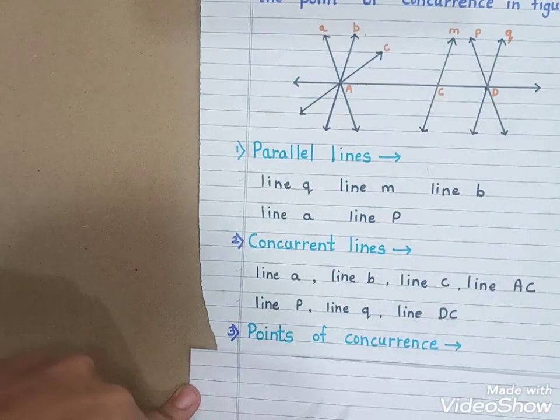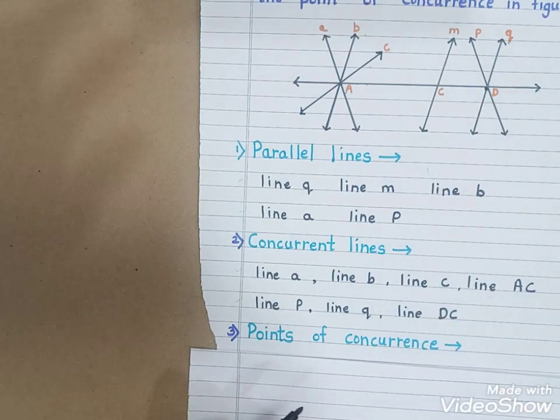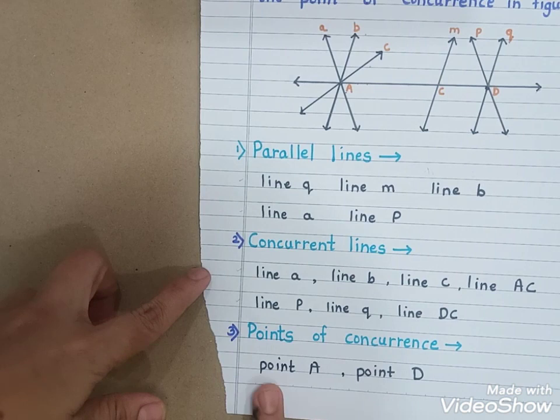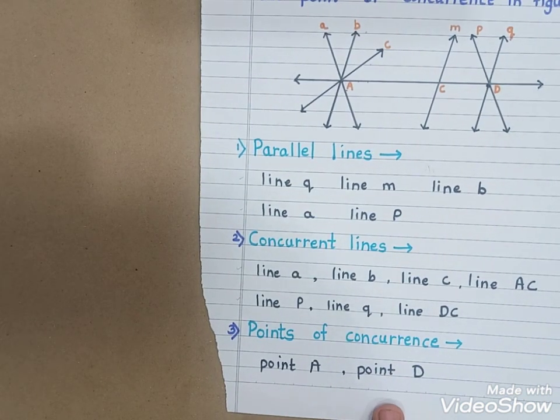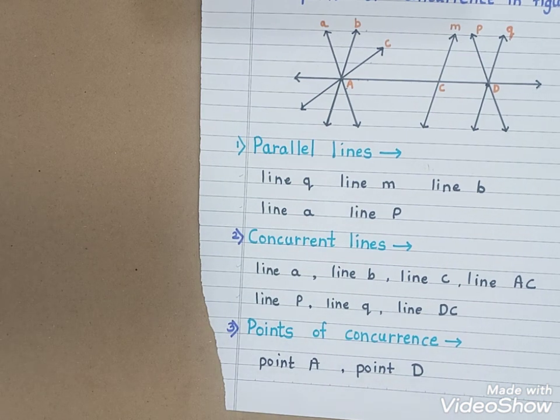So let's write the names of the points of concurrence. Here point A and point D are the points of concurrence. Thus we have solved practice set 1.